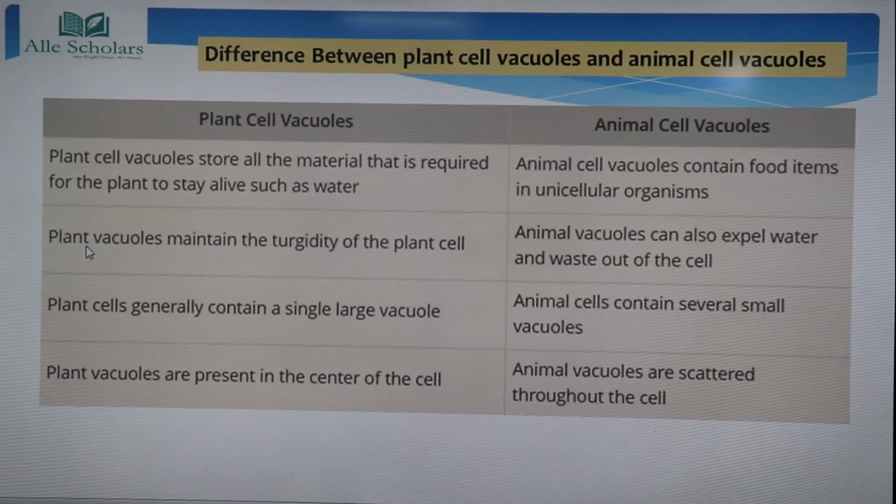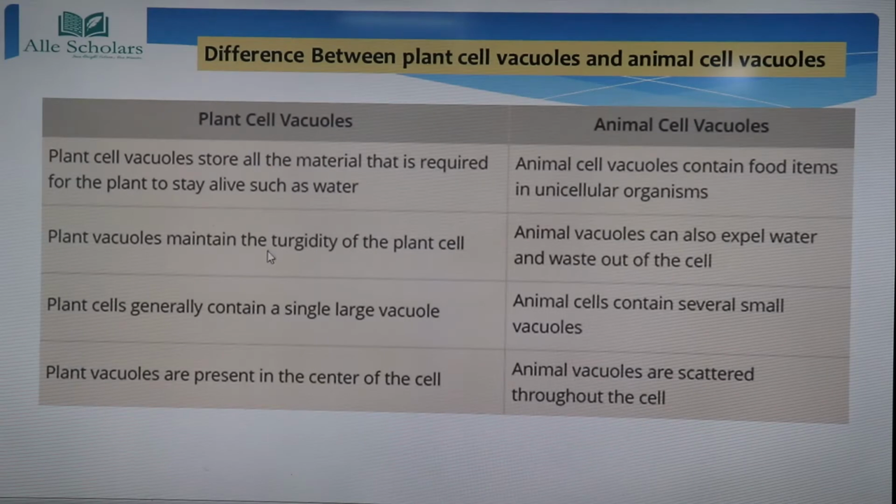Then the second thing is that plant vacuoles maintain the turgidity of the plant cell. Okay, this is because of the plant vacuoles present in a plant cell, the turgidity of the plant is maintained. But in case of animal vacuoles, they can expel water and waste out of the cell. We have already seen the examples, I have already explained the examples. So animal vacuoles can expel water and waste out of the cell.